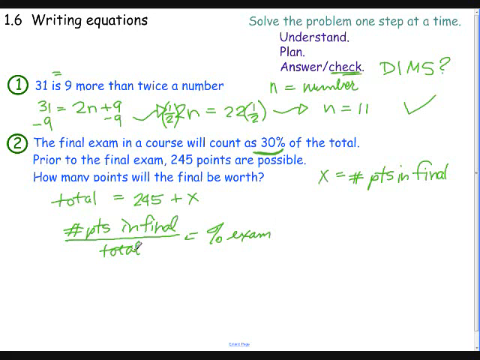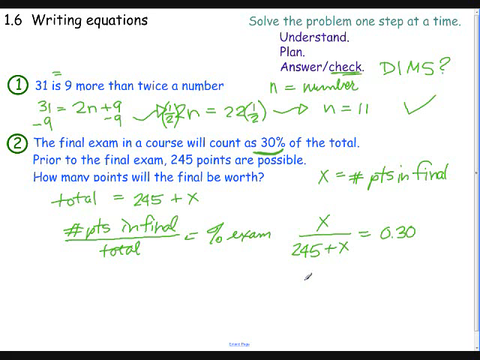So we can put this into an equation, right? We know that the number of points in the final are x, and we know that the total is 245 plus x, and we know, because we're told here, that that's 30% of the grade. I'm not going to put 30%. Never put the percent in. We're going to always write that in decimal. 0.3. I could write 0.30, but we know that's 30%.